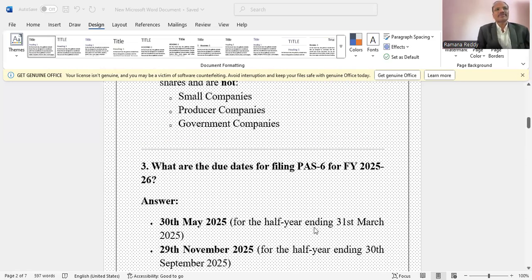What are the due dates for filing PAS6? For a half year ending 31st March, 30th May is the due date. So the immediate due date is 30th May 2025 for the half year ending 31st March 2025. Another due date is for the half year ending 30th September 2025. The due date is 29th November 2025.